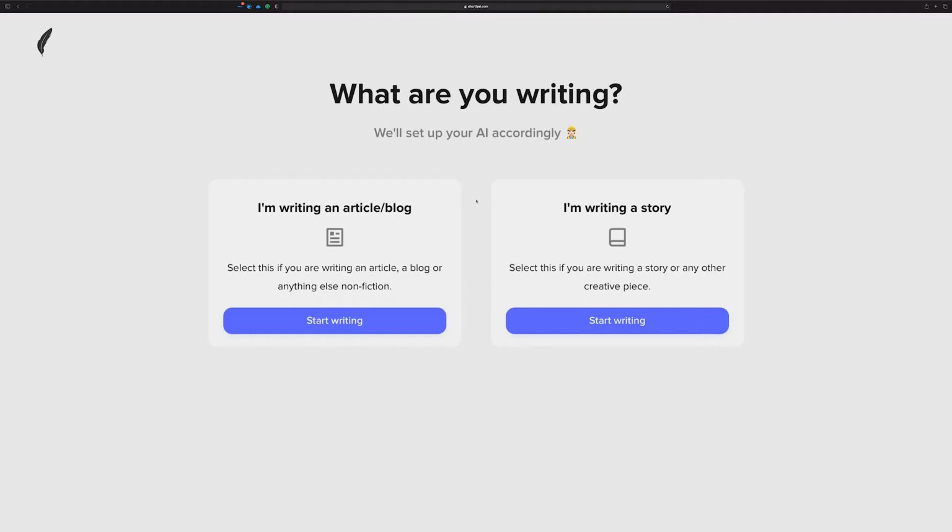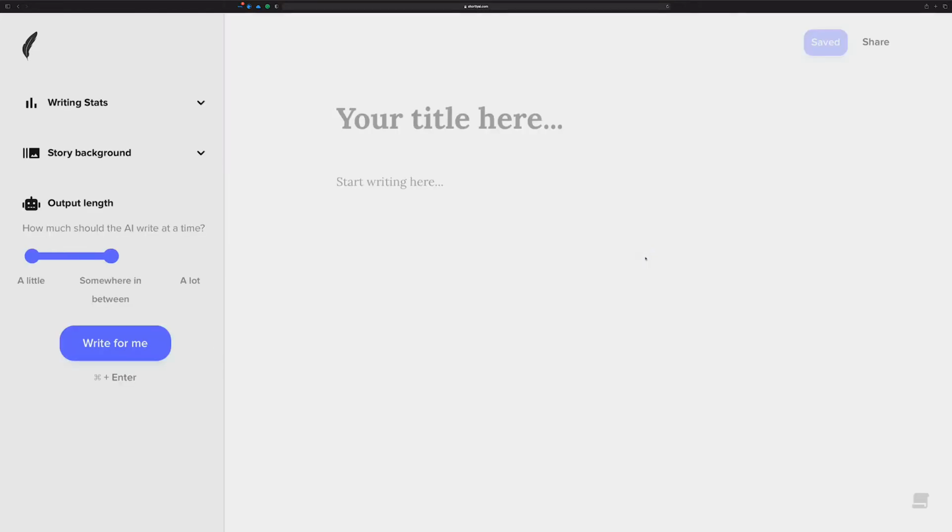But essentially, what I want to show is that Shortly has kind of two modes, right? You can write articles and blog posts, and then you can also write stories. So I'm going to choose story this time, which is not normal for me. I don't really typically write too much in creative writing, sort of.